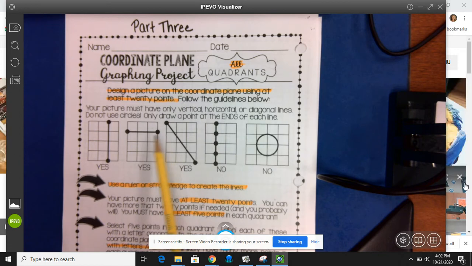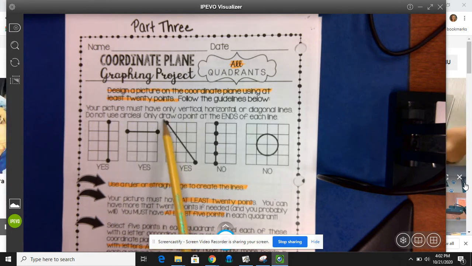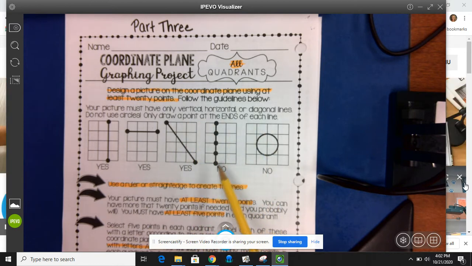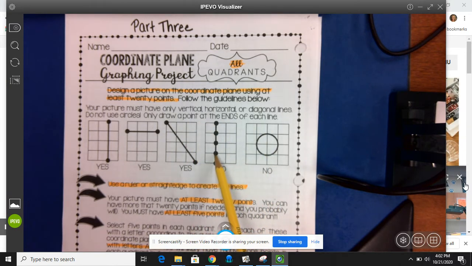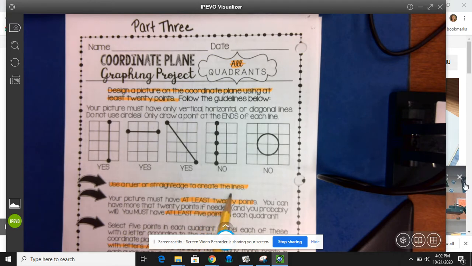Follow the guidelines below. Your picture must have only vertical, horizontal, or diagonal lines. Do not use circles, and only draw a point at the ends of each line. Notice how this one goes from grid to grid to grid to grid. You're not going to do it that way. Make sure you use a ruler or a straight edge to create your lines because this is a project. Your picture must have at least 20 points.